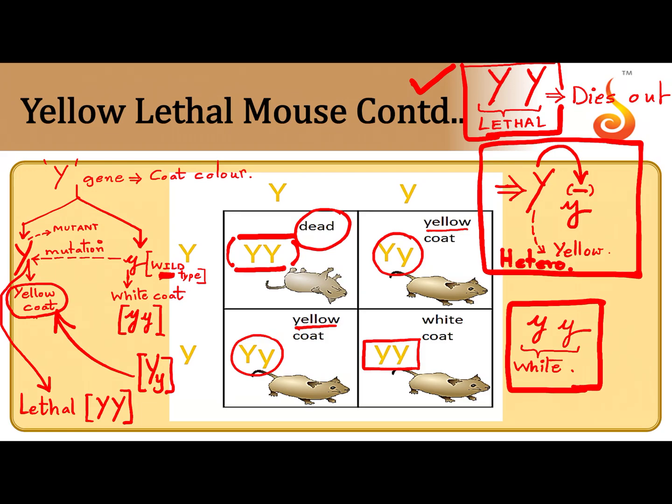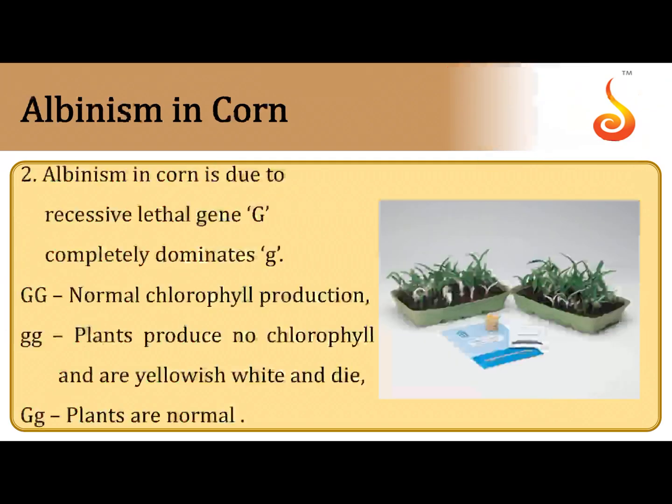So like I said, normally the dominant Y is responsible for yellow coat, the recessive y is responsible for white coat. This dominant Y, which is responsible for yellow coat, when it occurs in homozygous condition, it is considered to be a lethal gene. So this was the example in the case of mouse.